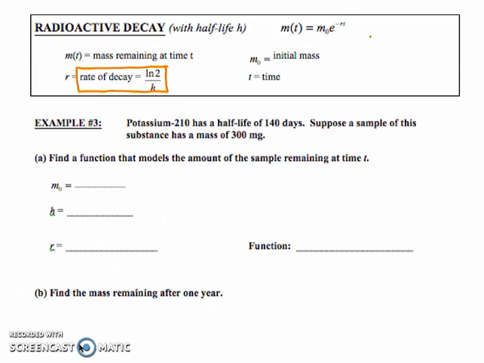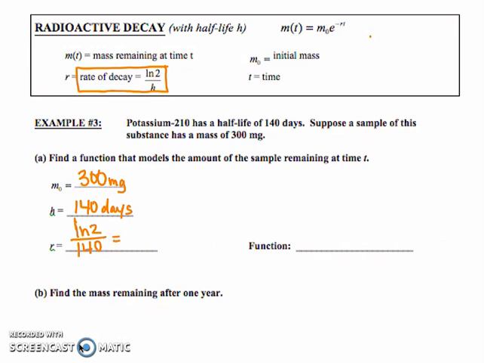So if we take a look at example 3, it says potassium 210 has a half-life of 140 days. So that's my H, 140 days. Suppose a sample of this substance has a mass of 300 milligrams. So that's going to be our m naught. So now we have to figure out our R value. It's simple. It's just natural log of 2 divided by our H, our half-life, which is 140.